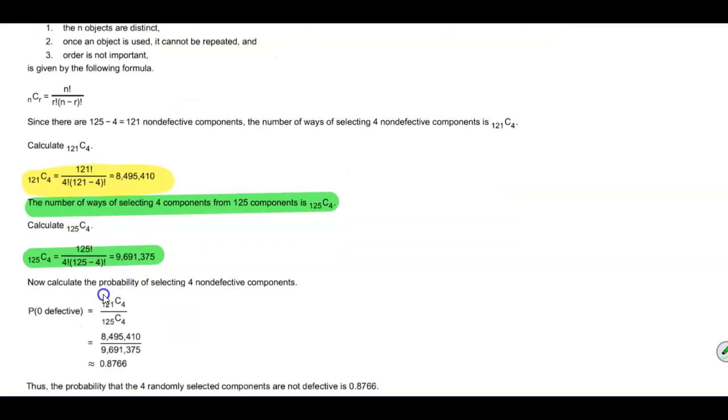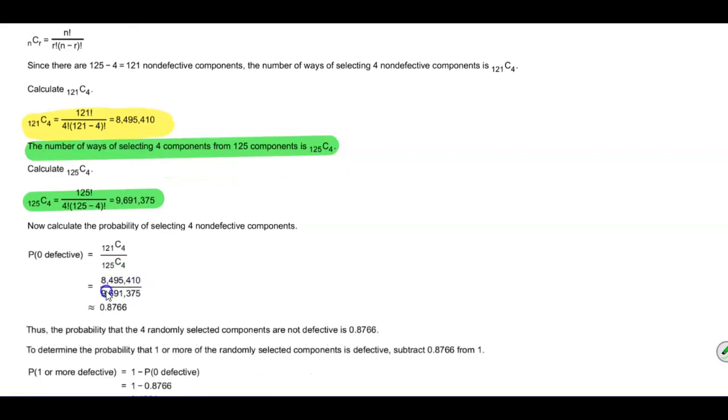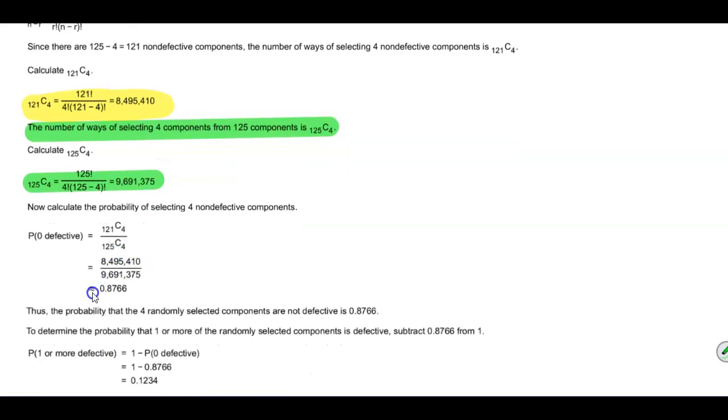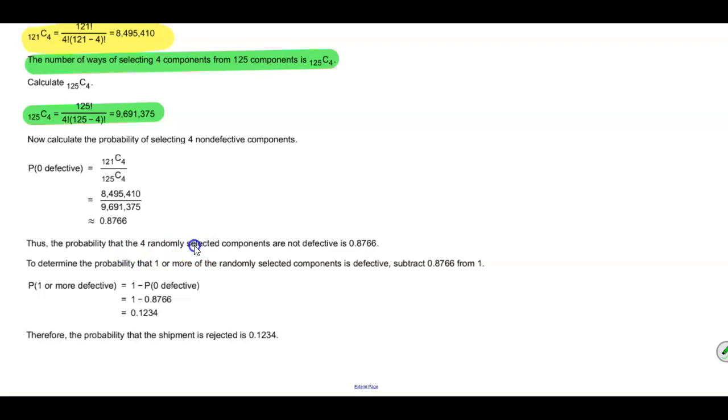So we're going to calculate the probability of selecting 4 non-defective components. The probability of selecting 0 defective components is taking the first combination and dividing it by the second combination. So we're going to take those two numbers and we get approximately 0.8766. Thus, the probability that the 4 randomly selected components are not defective is 0.8766.